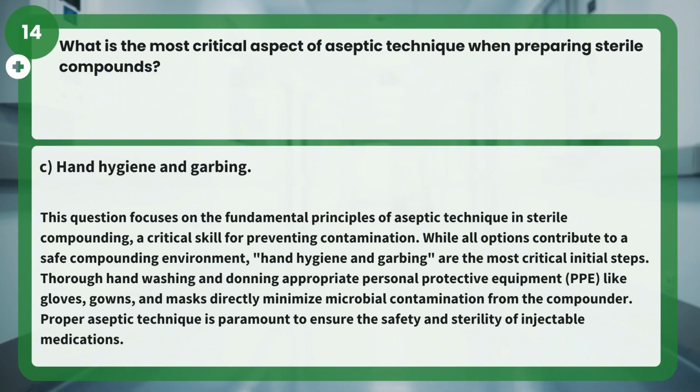Answer: C. Hand hygiene and garbing. This question focuses on the fundamental principles of aseptic technique in sterile compounding, a critical skill for preventing contamination. While all options contribute to a safe compounding environment, hand hygiene and garbing are the most critical initial steps. Thorough hand washing and donning appropriate personal protective equipment, PPE, like gloves, gowns, and masks directly minimize microbial contamination from the compounder. Proper aseptic technique is paramount to ensure the safety and sterility of injectable medications.